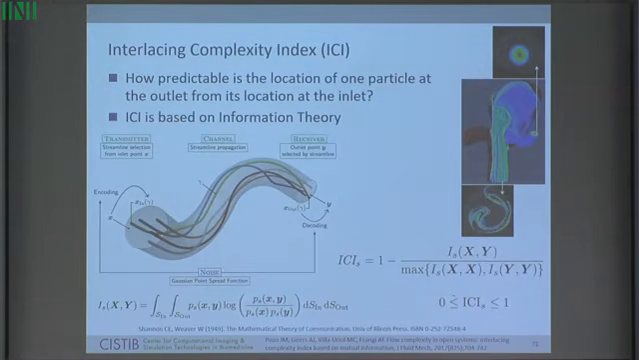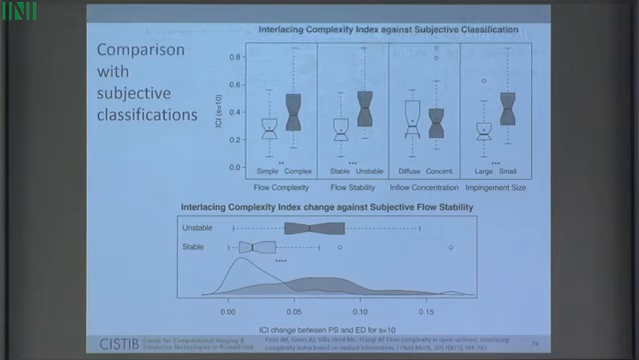So we came up with something that we call the interlacing complexity index, which effectively treats the system as a communication channel using information theory. And we came up with these measures that are actually correlating extremely well with, for instance, the stability or the instability of the flow. So the value of the index correlates very well with the subjective interpretation of how the flow looks.